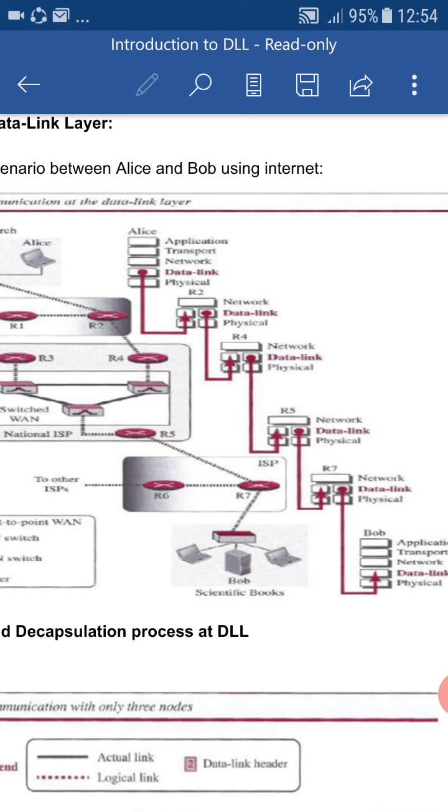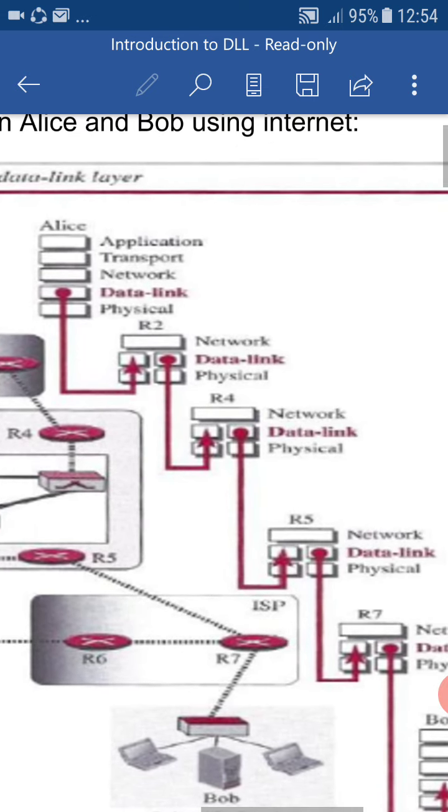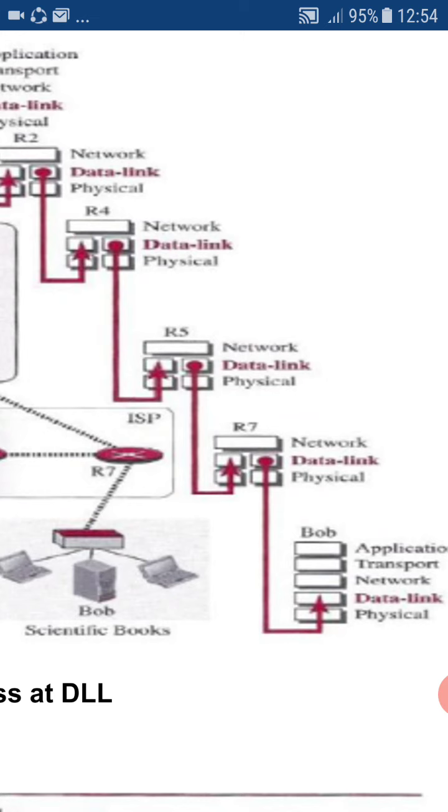According to the diagram, data link layer at the Alice computer communicates with data link layer of the router R2. Data link layer of the router R2 communicates with data link layer of the router R4. Data link layer of the router R4 communicates with data link layer of the router R5, and so on. And finally, data link layer of the R7 communicates with data link layer of Bob's computer.